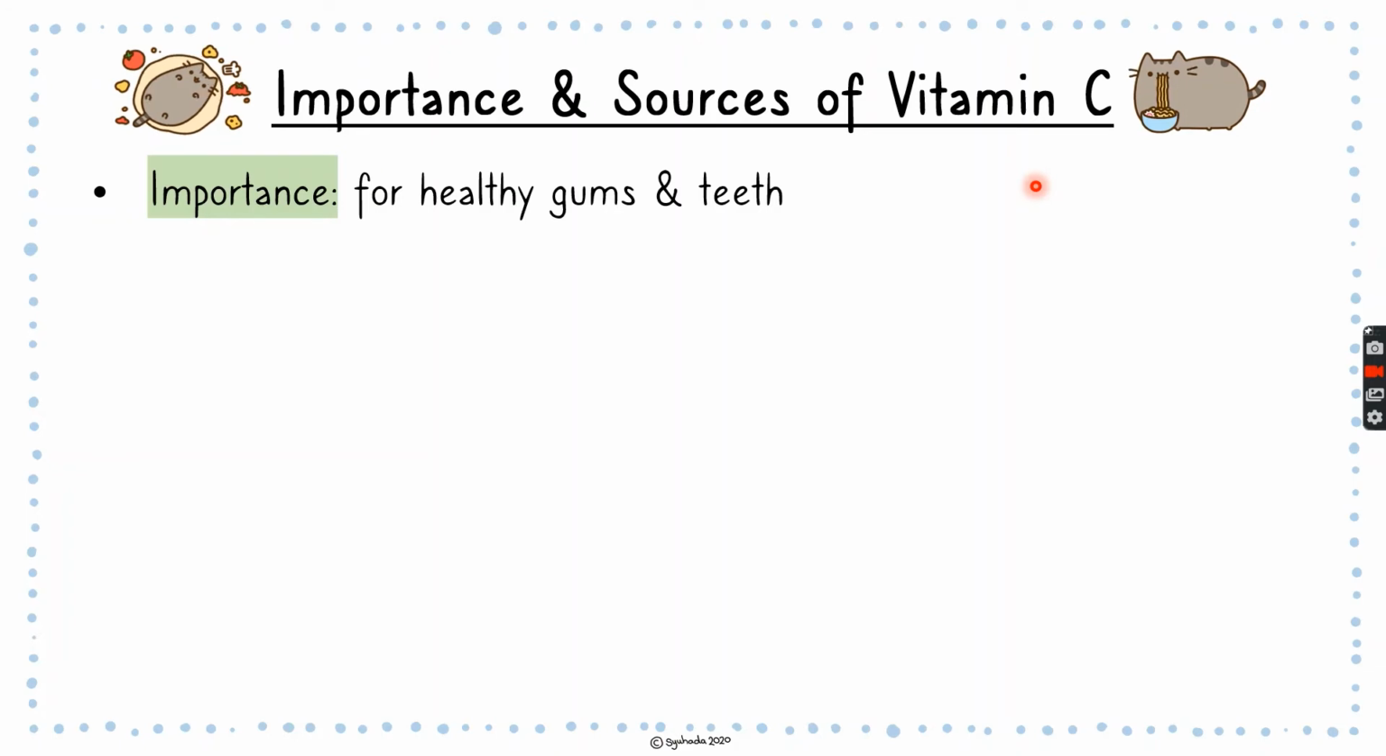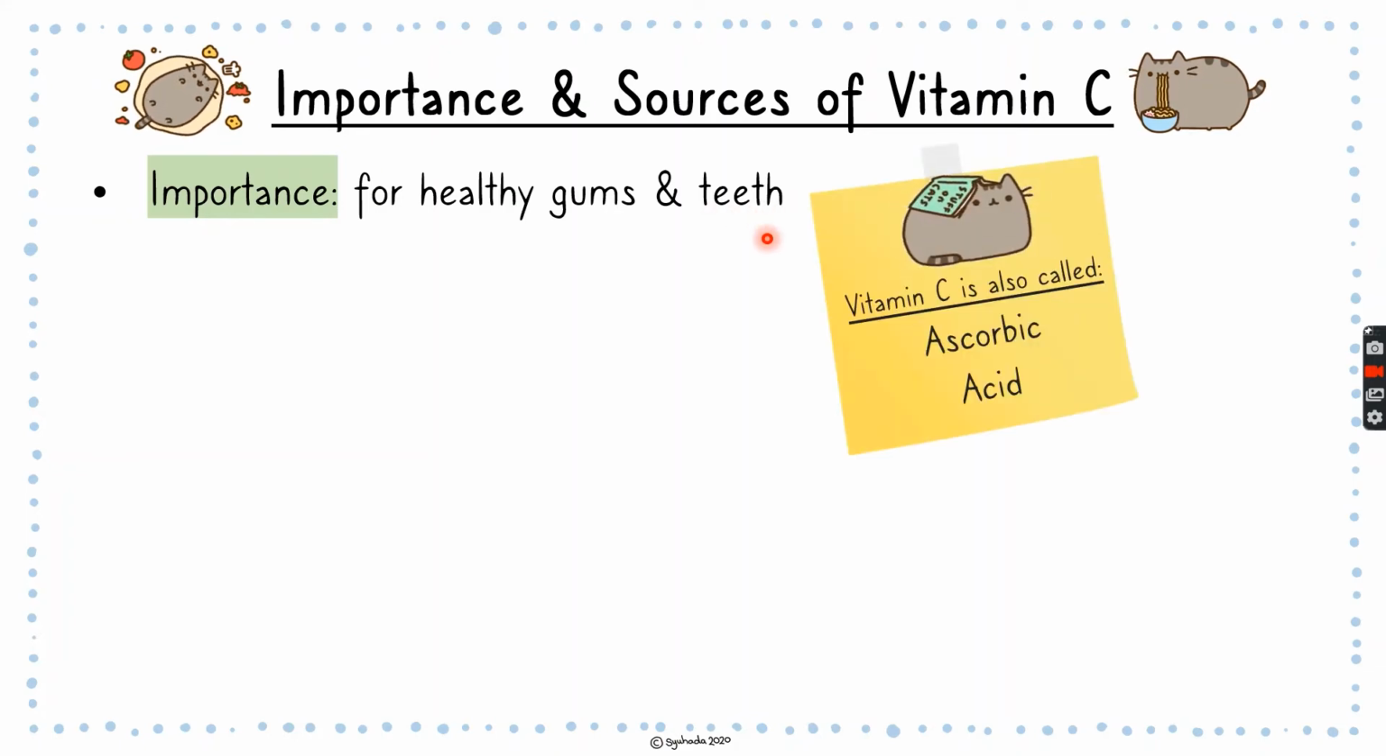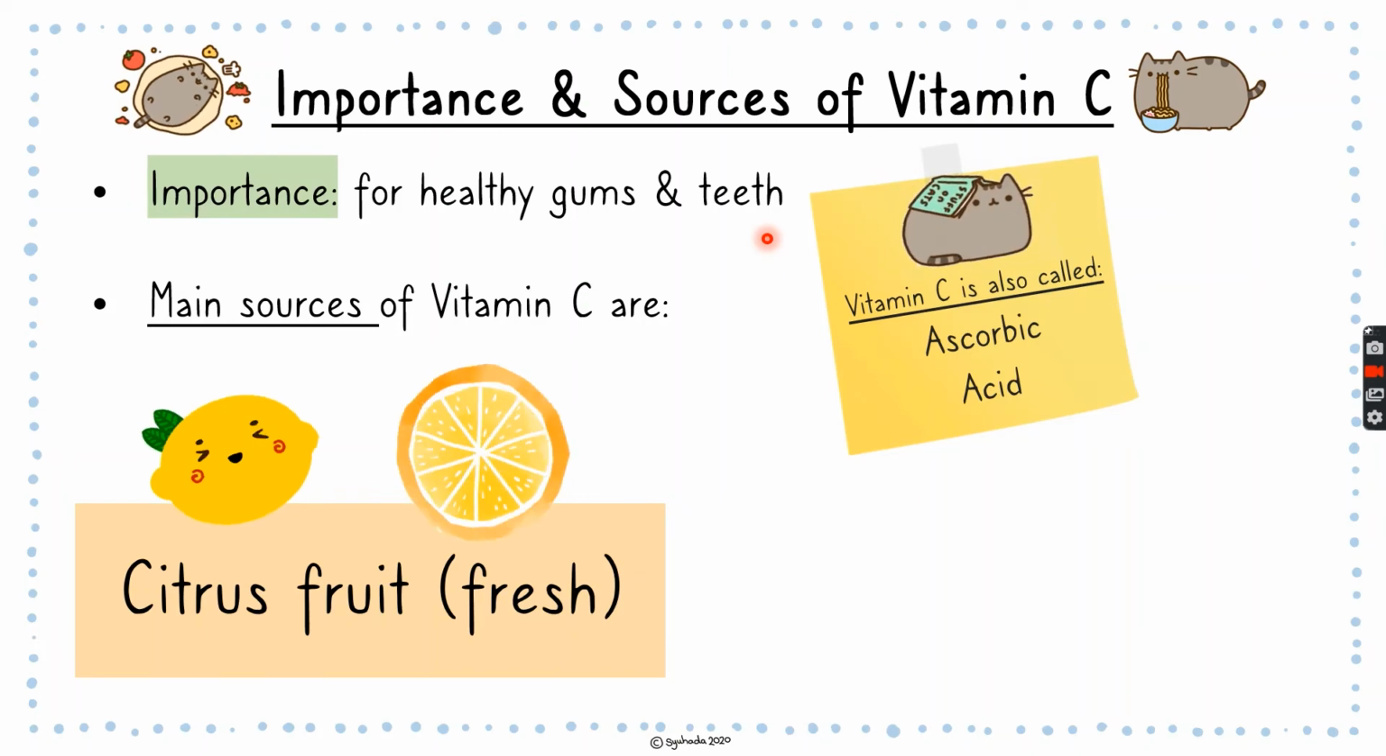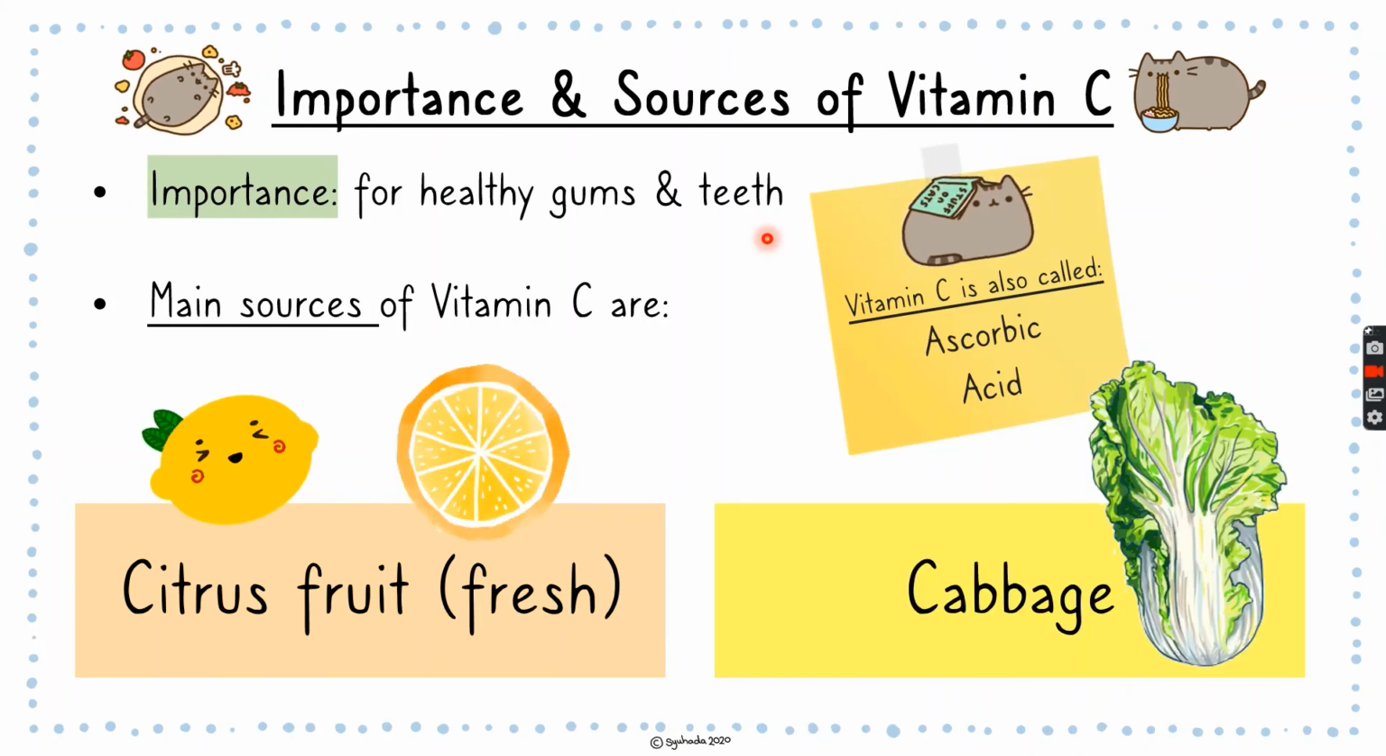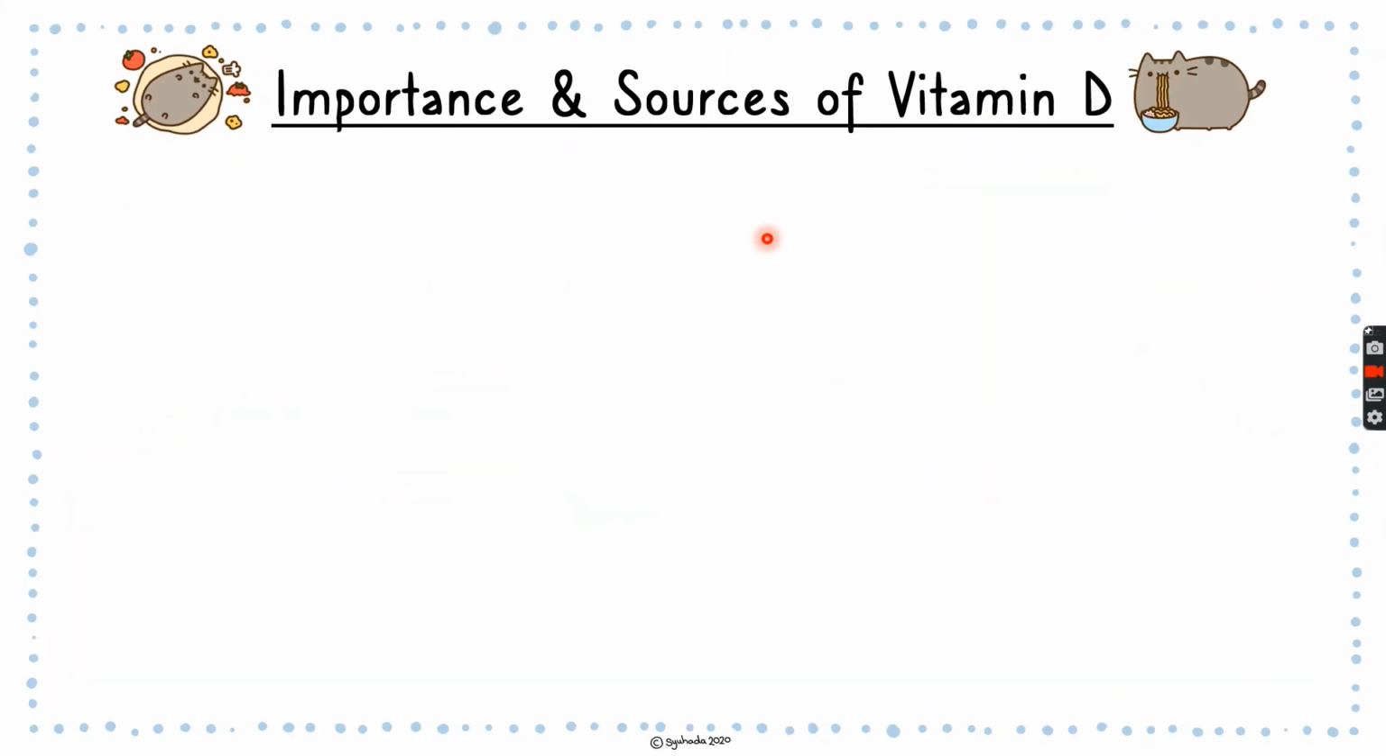So what is the importance of vitamin C? It's for healthy gums and teeth. Vitamin C is also called ascorbic acid. Main sources of vitamin C are fresh citrus fruits and also cabbage.